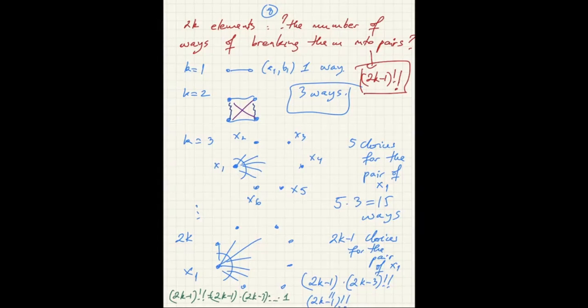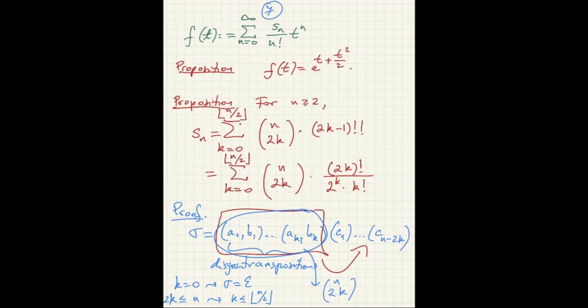And you can write this number. It's not too difficult to show that this (2k minus 1) double factorial is the same thing as this number. Okay, so this is another formula. Now the advantage of this formula is that one can use it to work out the asymptotics of Sn.